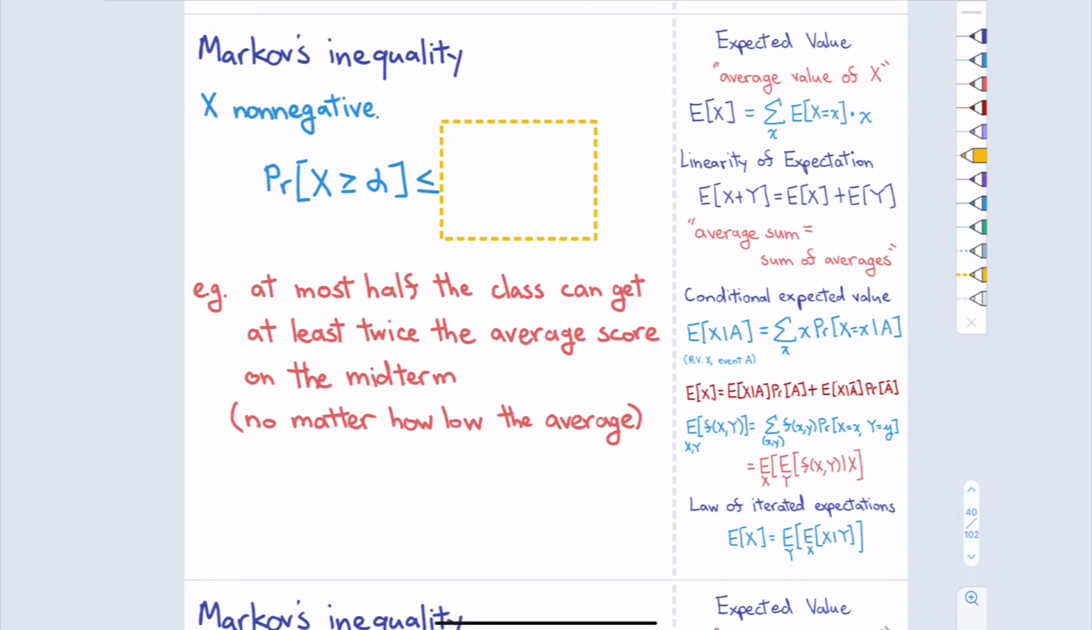Then consider the following statement. At most half the class can get at least twice the class average, no matter how little the average. So even if the average is only 20% or something, it's saying at most half the class can get over 40%. Is that obvious? Why? In that example, why must that be true?